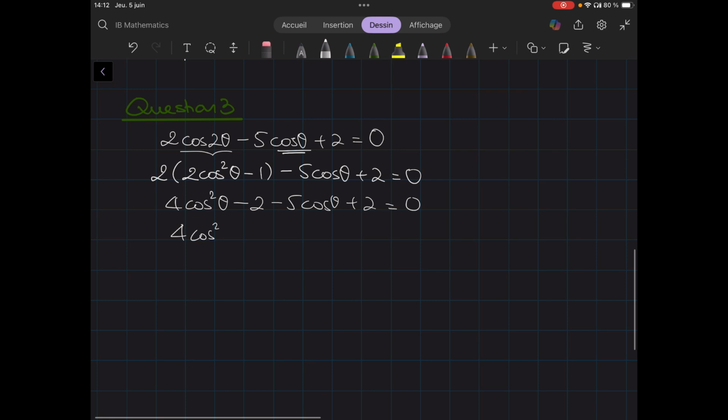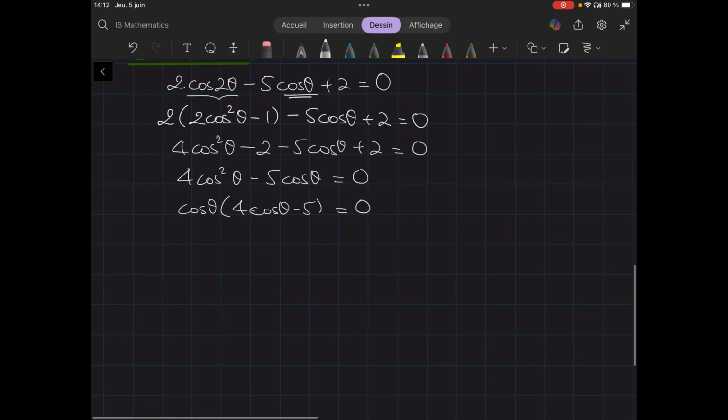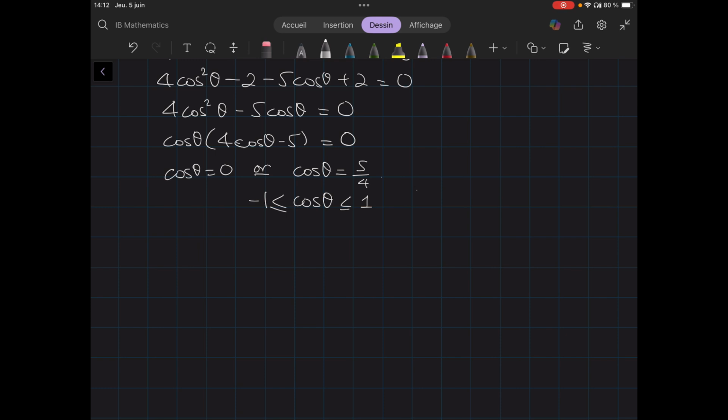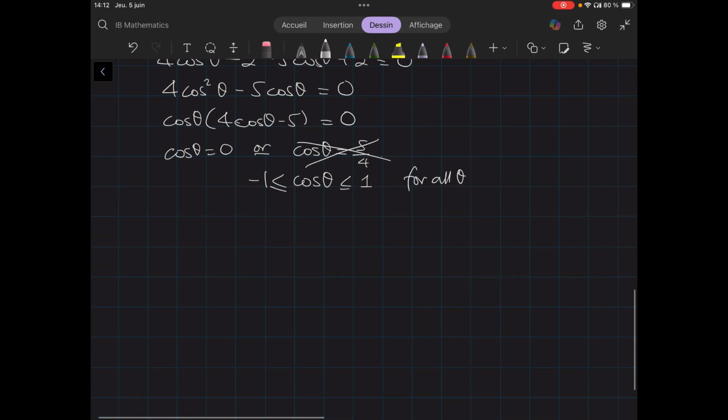4 cos squared of theta minus 5 cos of theta is equal to 0. Factor cos of theta out. That gives you cos of theta times 4 cos of theta minus 5 is equal to 0. So cos of theta is 0, or cos of theta is 5 by 4. However, we know that cos of theta is always between negative 1 and 1 for all real theta. Thus, this one will have no solution whatsoever.